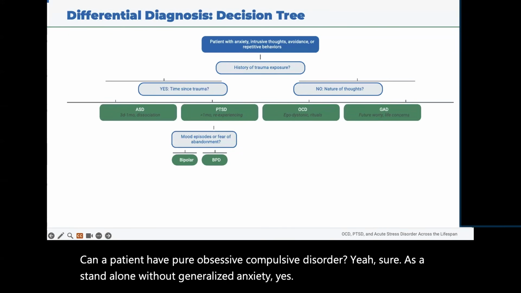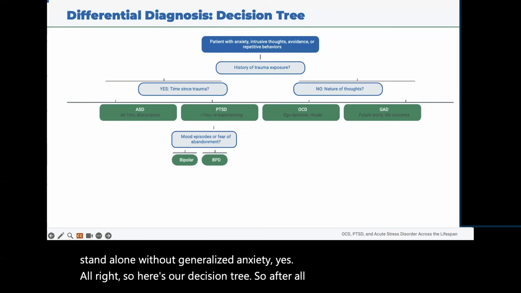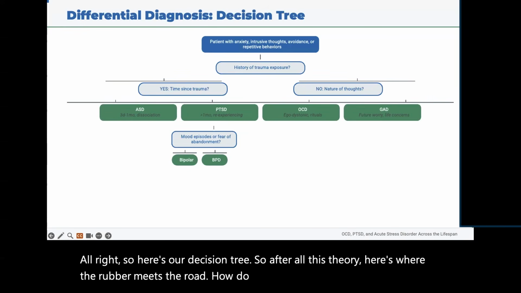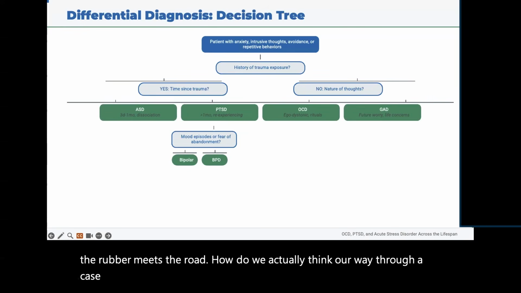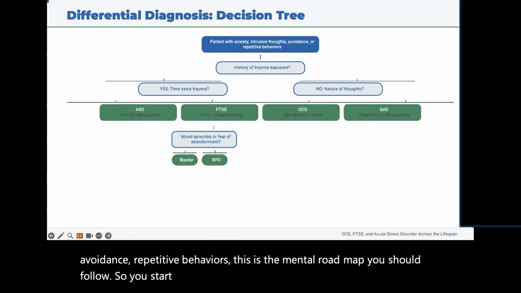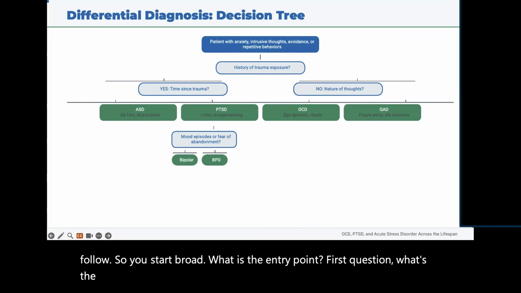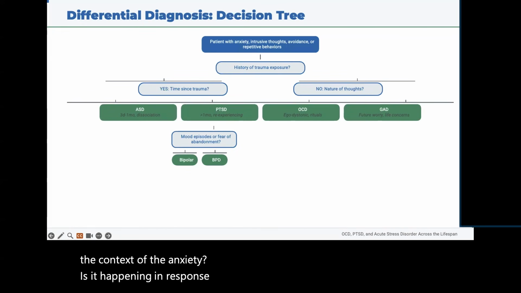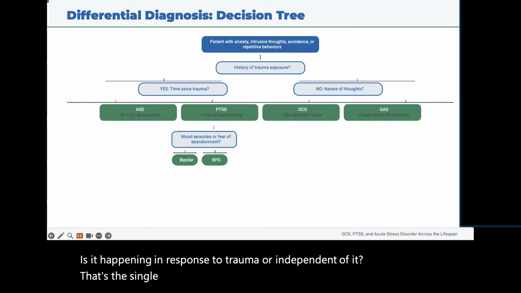All right, so here's our decision tree. After all this theory, here's where the rubber meets the road. How do we actually think our way through a case? When a patient presents with anxiety, intrusive thoughts, avoidance, repetitive behaviors, this is the mental roadmap you should follow. You start broad. What is the entry point? First question, what's the context of the anxiety? Is it happening in response to trauma or independent of it? That's the single question that immediately divides your diagnostic path.